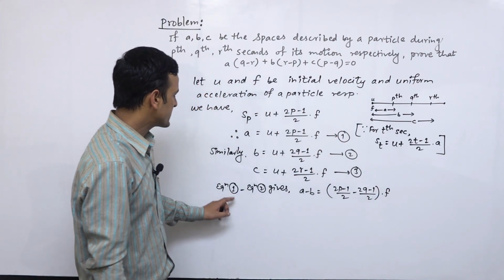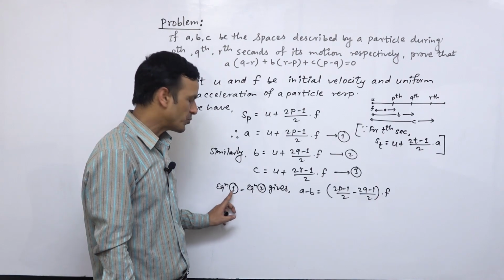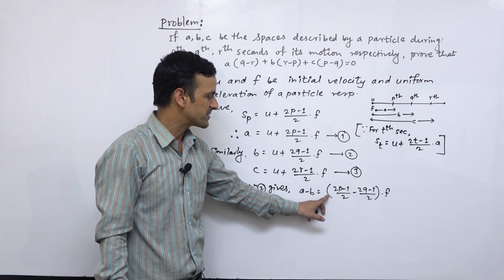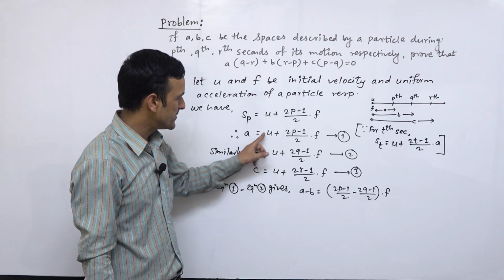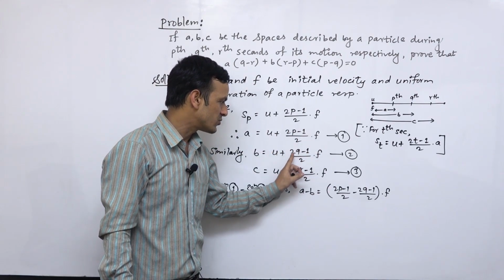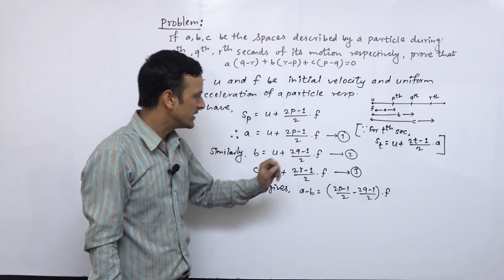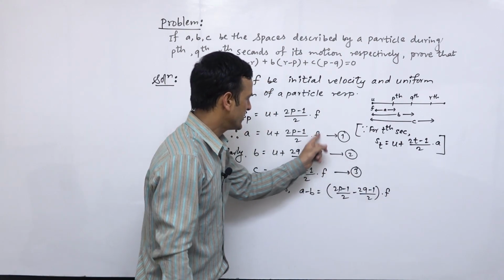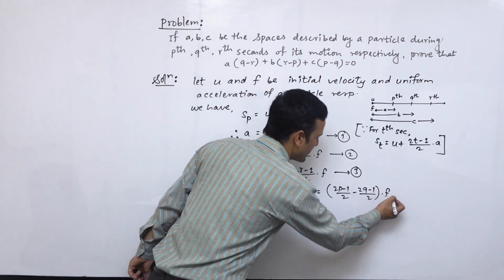So if you subtract equation 2 from equation 1, then this gives this one. A minus b means u minus u, 0, it collapses. We get 2p minus 1 by 2 minus 2q minus 1 by 2, and f is common here. In both terms, we have f.